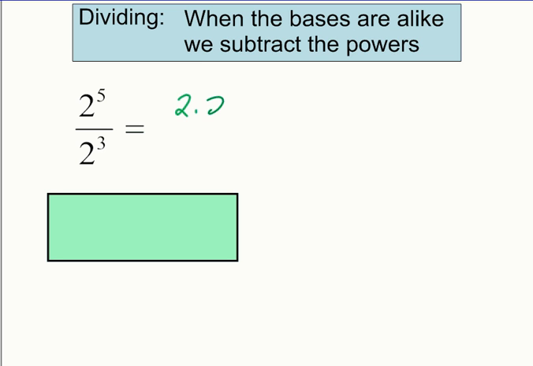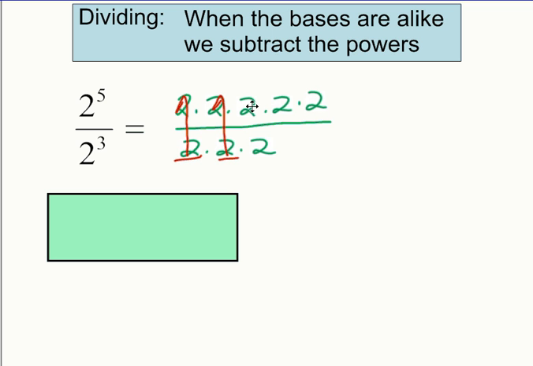So here if I had 5 2's, and here I have 3 2's. Now we know that any number over itself equals 1. So here's 2 divided by 2, that's 1. 2 divided by 2, there's another 1. 2 divided by 2, here's another one. So basically, I've got 1 times 1 times 2 times 2. Well, that just gives me only 2 2's. Now, if I only have 2 2's, I know that 2 times 2 is 4.